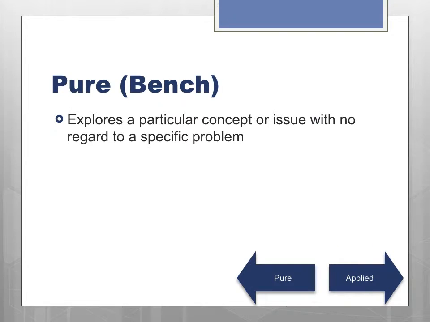So let's first take a look at pure research. Again, also known as bench research, this explores a particular concept or issue, but with no regard to a specific problem. If we are trying to find a particular protein, or we discover a particular DNA strand that may cause a genetic mutation, it's not solving a particular problem, but you are definitely expanding upon the knowledge base of that issue or concept. And that is what we call pure research or bench research.